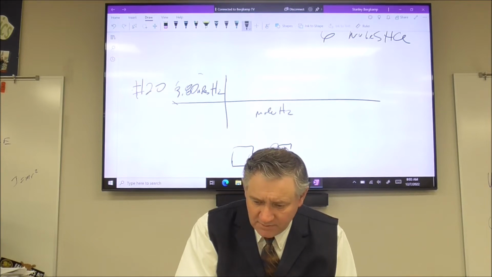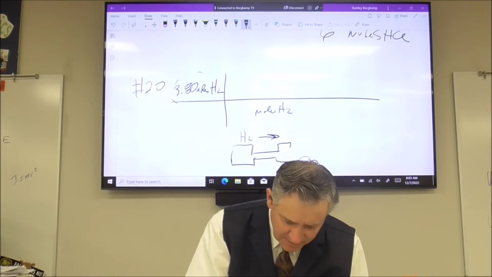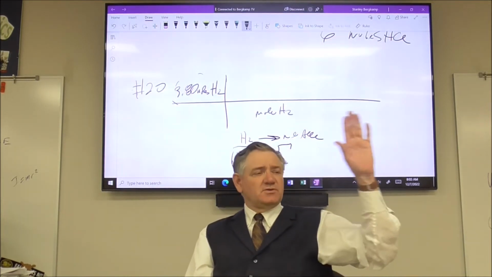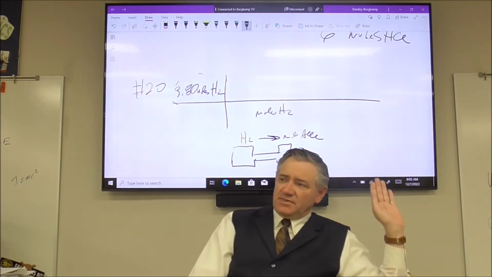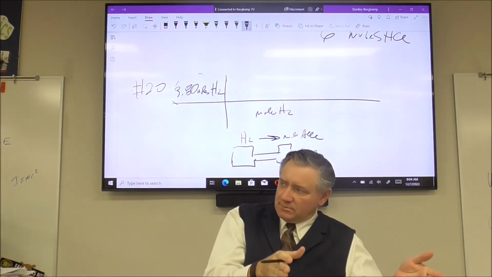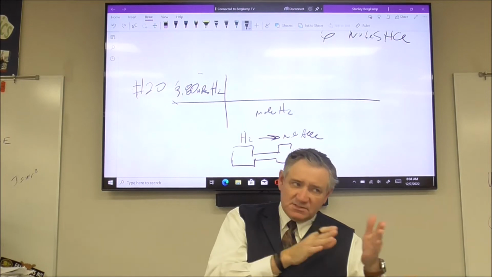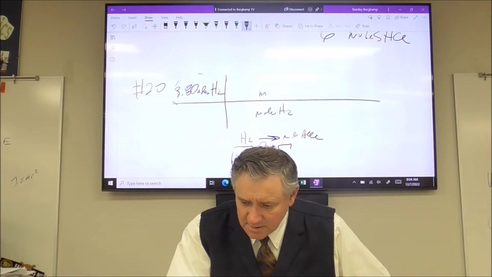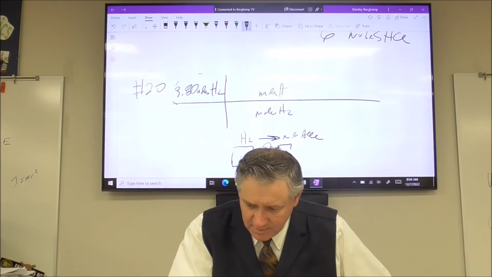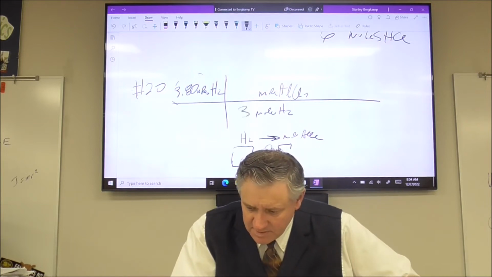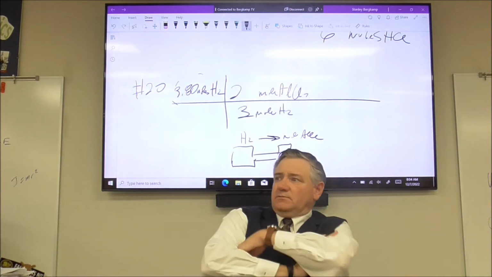I'm going from moles of hydrogen. The first thing I have to do is ask, what am I trying to find? Moles of aluminum chloride. This has nothing to do with Avogadro's number. This has nothing to do with the periodic table. This is all about the reaction and those coefficients. So I go from hydrogen to moles of aluminum chloride. I look at the balanced equation. There are 3 moles of hydrogen to 2 moles of aluminum chloride.